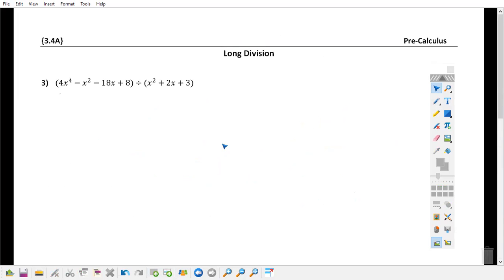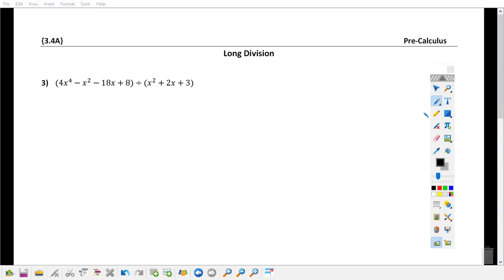All right. Let's try some bigger ones. So here we have a quartic. And we have x squared plus 2x plus 3. Huh? We need some fillers. Well, we need a filler, right? What is missing? The cube, right? The x cubed is missing. So when I put this underneath, I need to make sure I include the cube.